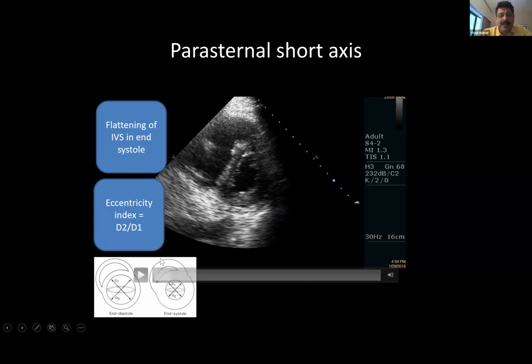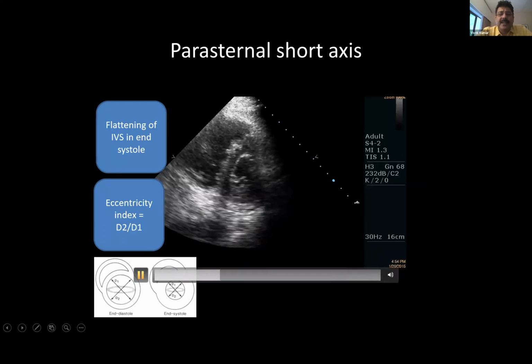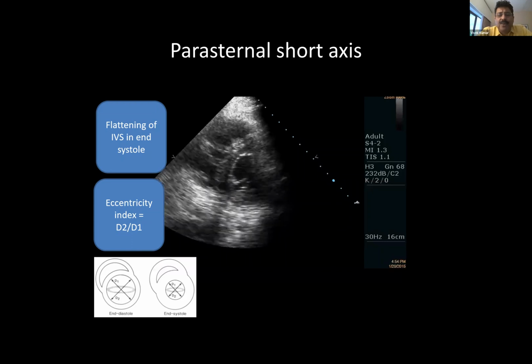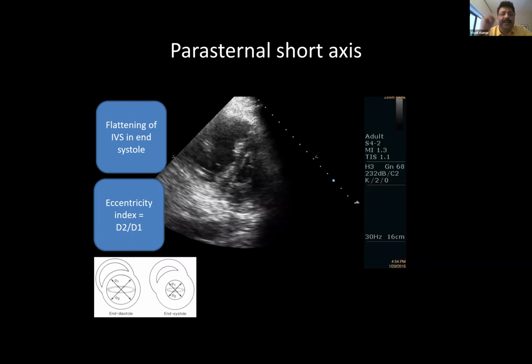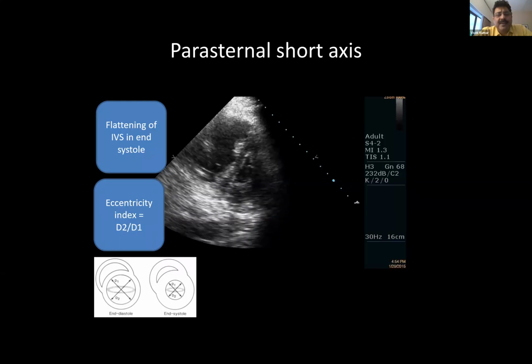It becomes a D, and it can become a D in either systole or diastole. In this image, we are seeing that the D basically comes in end systole. When the LV is the smallest, it becomes a D. So my interpretation of the image is that there is a flattening of the interventricular septum in end systole.